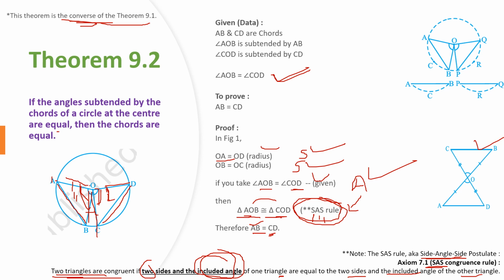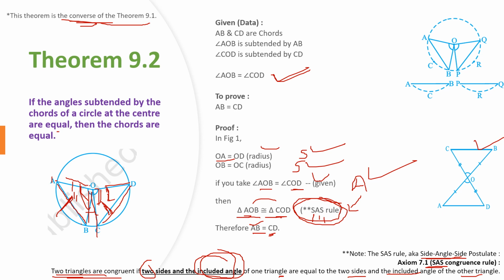That means the CPCT rule. The corresponding parts are also equal. So what is the corresponding part? This is corresponding to this, correct? This side is corresponding to this side. It means this side is corresponding to this side.